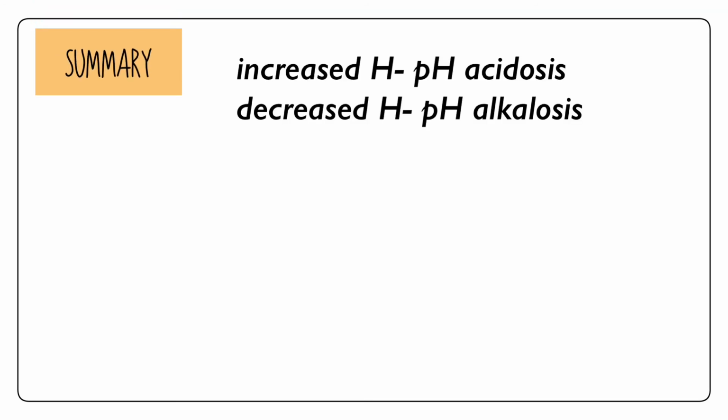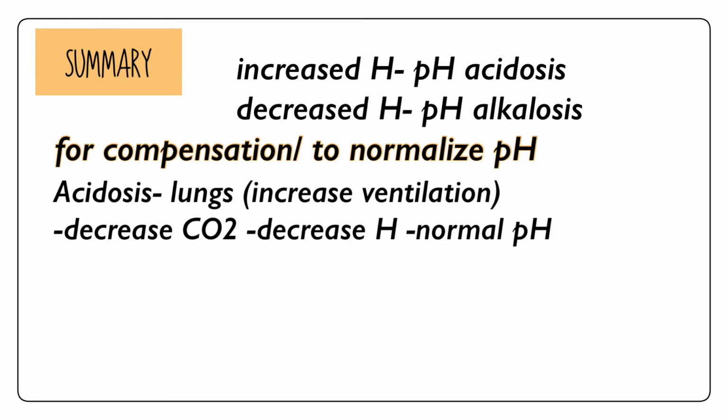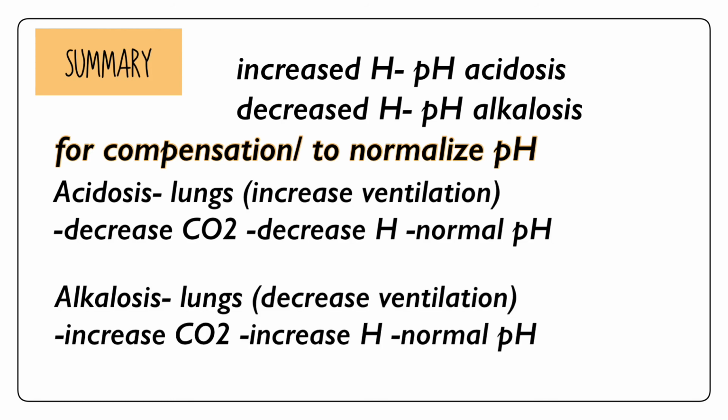Now here's a summary for you. An increase in the hydrogen ion makes the pH acidosis. A decrease in hydrogen ion level makes the pH alkalosis. Now to compensate for the acidosis side, we have the lungs increase the ventilation so that the CO2 will be exhaled, will be out of the body, to decrease the hydrogen ion and bring the pH to normal. And now on the alkalosis side, we have the lungs decrease the ventilation because we need the CO2 to remain in the body to have hydrogen ion to bring the pH back to normal.